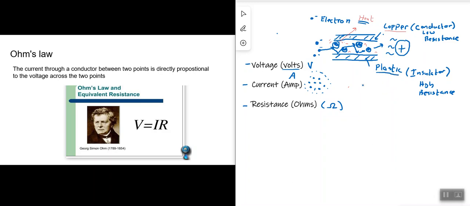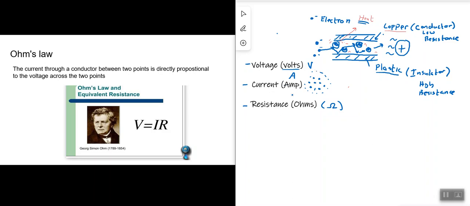And then we have things that are kind of in the middle, like silicon, for example, and that's what's known as a semiconductor. So it's kind of in the middle of these two. It lets electrons move through, but only to a certain degree, and they're what are called semiconductors. So that is voltage, that is current, and then that is resistance.